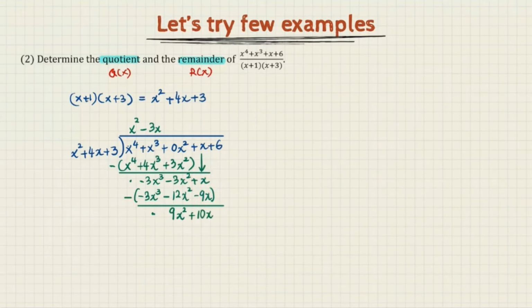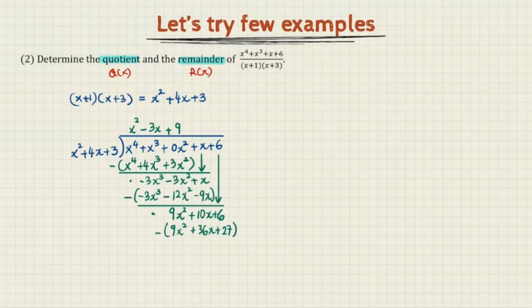X, okay. And then this 6 is still up there, so we bring it down. So plus 6. And finally, what do we multiply with x square to get 9x square? That means it will be plus 9. Right? So 9 times x square will give 9x square plus 36x plus 27.